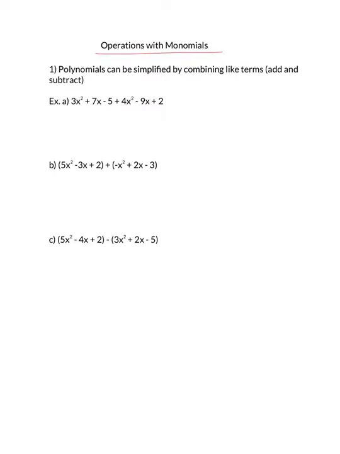Polynomials can be simplified by combining like terms, adding or subtracting. So when I take a look at this example, if I asked you to simplify something like this, you would need to go through and you would need to pick out what your like terms were. So I'm going to highlight them and then I'll rewrite them. So first I have a 3x squared, and then I continue looking at 7x, a 5, a plus 4x squared. So the 3x squared and the 4x squared are like terms. So if I add those, I'm going to get 7x squared.